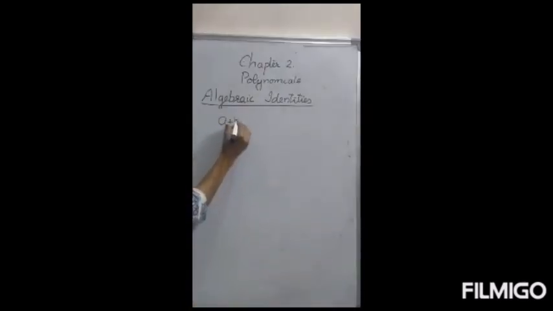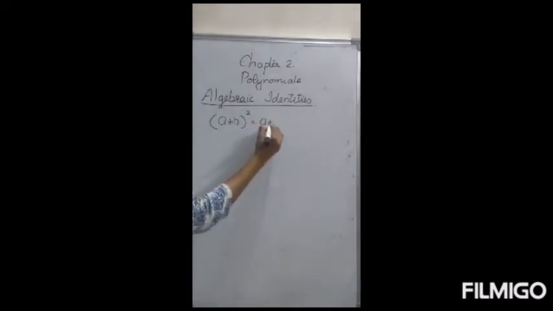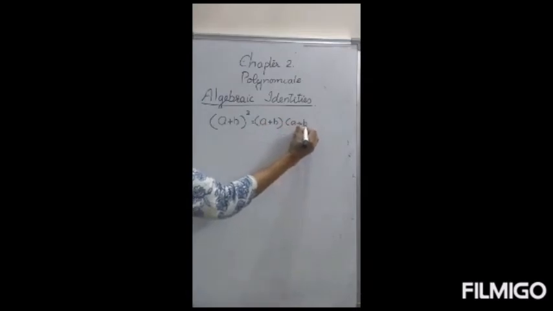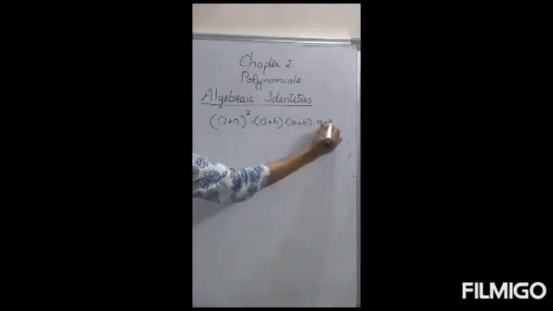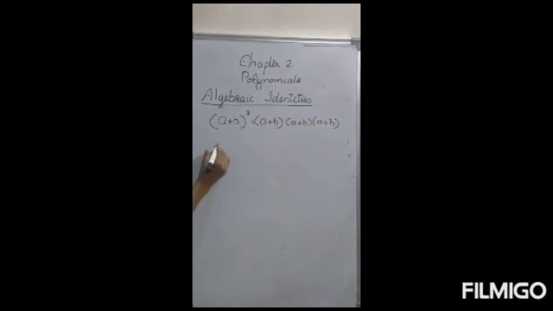Identity: (a + b) whole cube. That means (a + b) into (a + b) into (a + b). That is, if it is a cube, here base is a and a comes a into a. That means here in the place of a, here a + b is there.